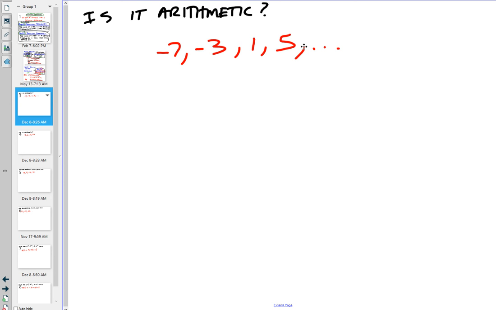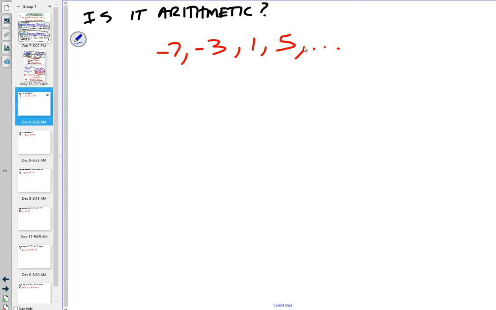What this is saying is that I'm starting off counting on the number -7. And I'm going to keep on counting in this pattern up to I don't know how long. And this is a yes or no question. We want to know, is this sequence of numbers arithmetic? Well, in order to determine that, we have to see if there's a common difference.